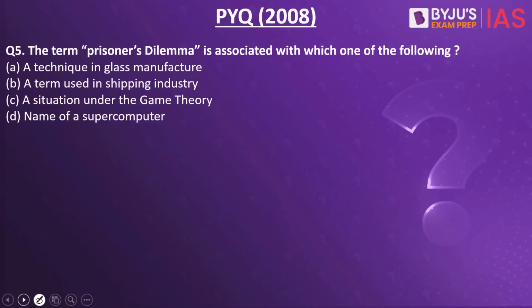The term prisoner's dilemma is associated with which one of the following? A technique in glass manufacture, a term used in shipping industry, a situation under the game theory, name of a supercomputer. The answer to this is a situation under the game theory. This happens to be a previous year question from the year 2008. So what is this prisoner's dilemma? This happens to be an example of a game that is usually analyzed in the game theory. Basically, it shows that there are two completely rational individuals. They might not cooperate with each other even if it so appears that it is in their best interest.